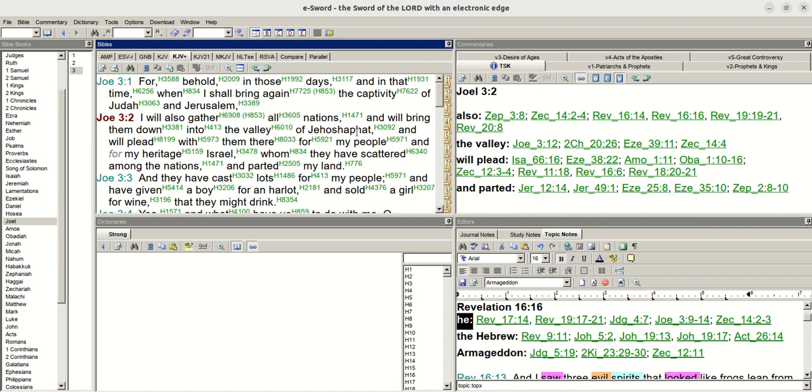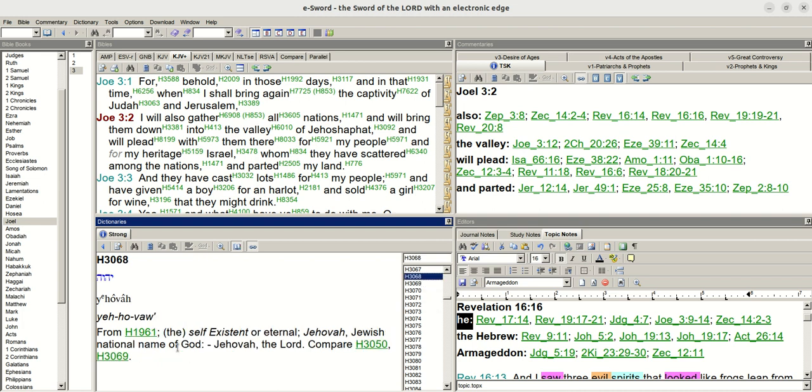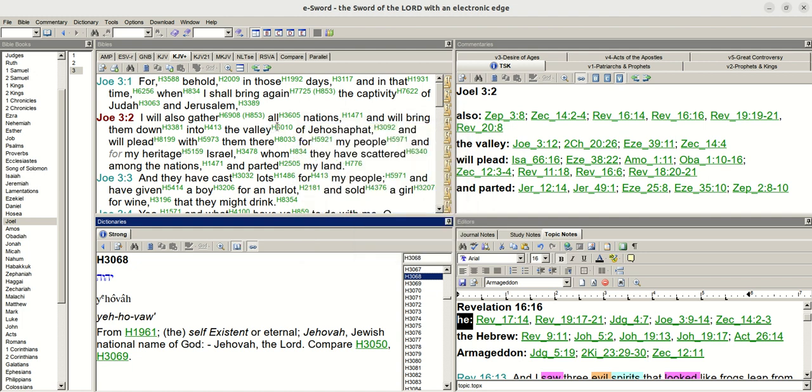And bring them down to the valley of Jehoshaphat, and we can click on Jehoshaphat. And this comes from a couple of different words. Jehoshaphat, judged. And it comes from 3068. So we got to back up here. This comes from another, the self-extinct, eternal Jehovah. But is it really bringing us back to something? You know, it's starting to pop up.